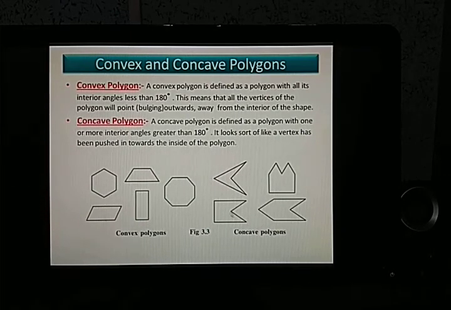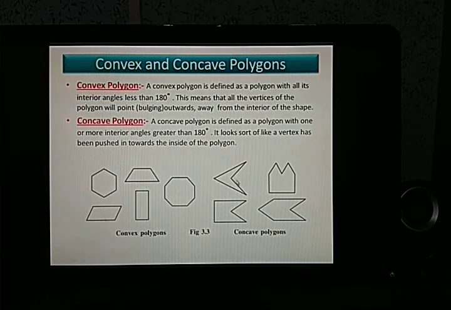And here the case is different. In concave polygon, one or more interior angles is greater than 180 degree. If we consider this angle, then it is greater than 180 degree. It is a reflex angle. We all know what is a reflex angle, an angle which is greater than 180 and less than 360. So when one of the interior angle is greater than 180 degree, then the condition comes is the concave polygon.